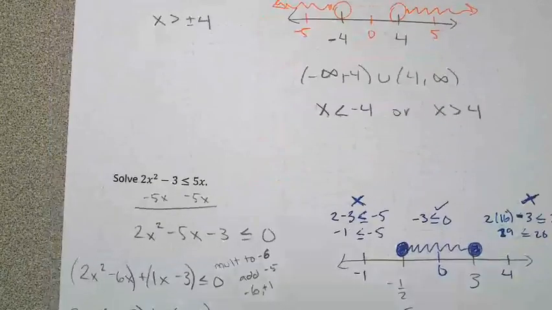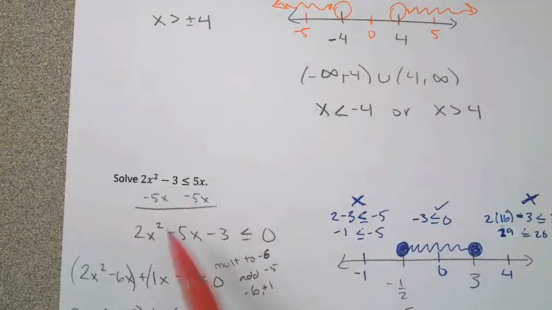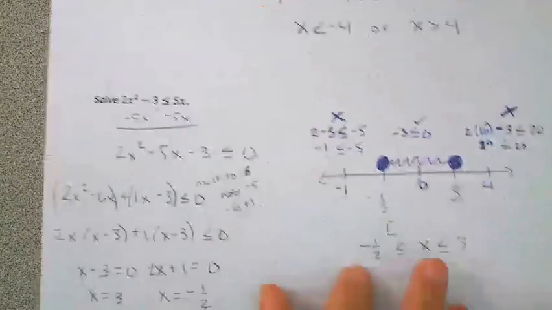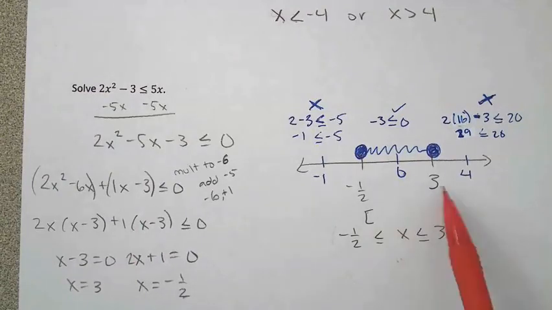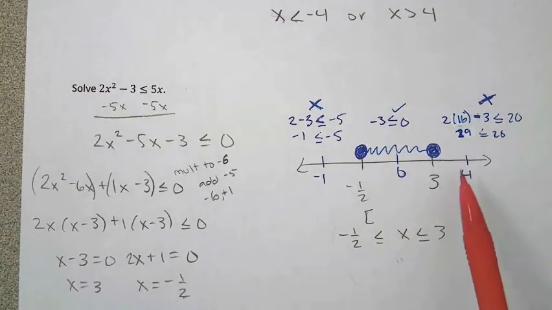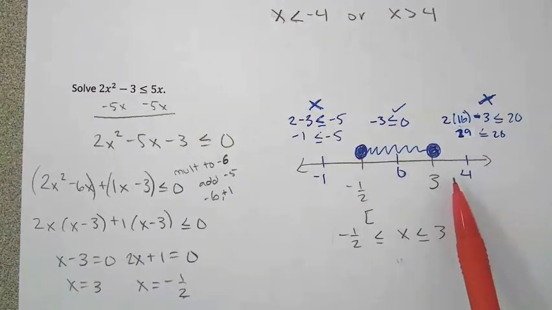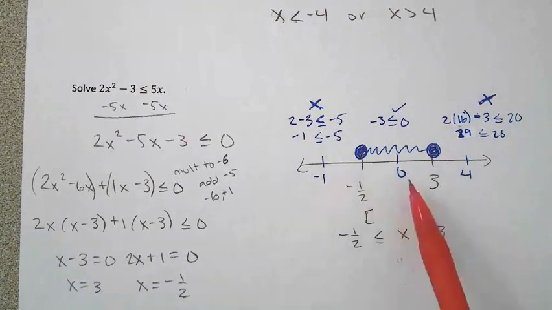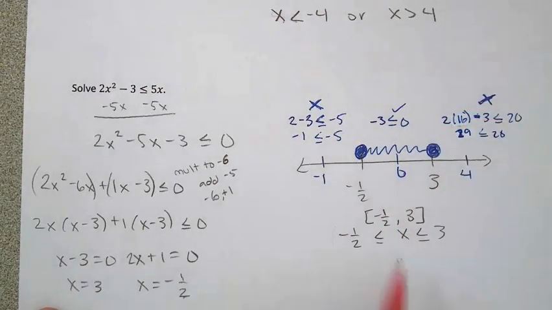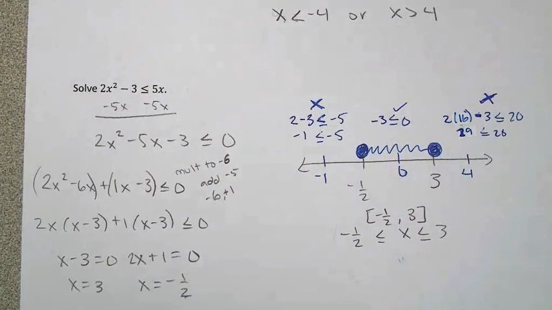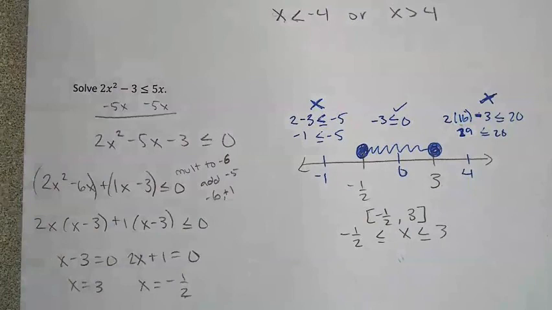For this last one, I decided to get it equal to 0 and see if I could factor it, which I could, which was lovely. I used the AC method, and I got x was 3 and negative 1/2. Put those there. I picked some tester points, as you can see there in blue, and I got that I was in between negative 1/2 and 3, and I need to make sure I write the interval notation there, and below is the inequality notation. If at any point you need to look at those further, just pause the video, go back.